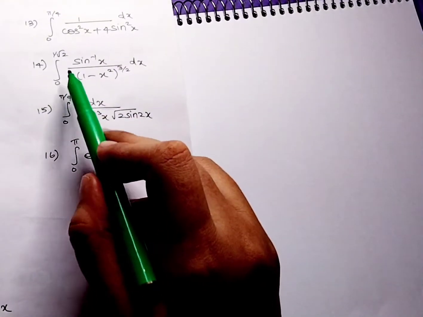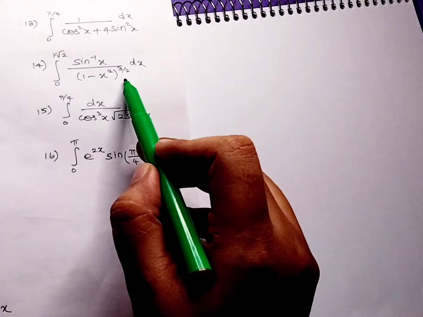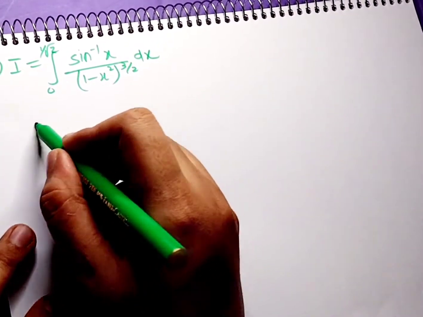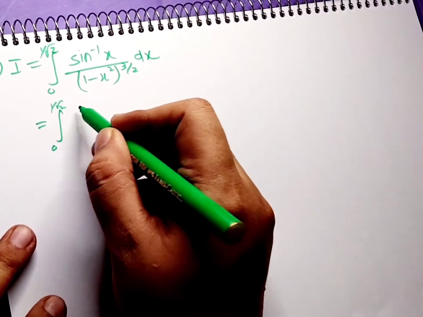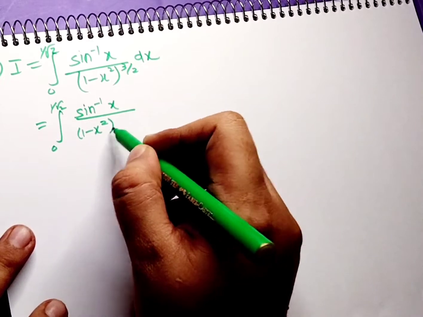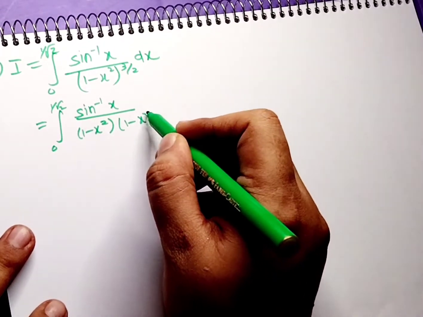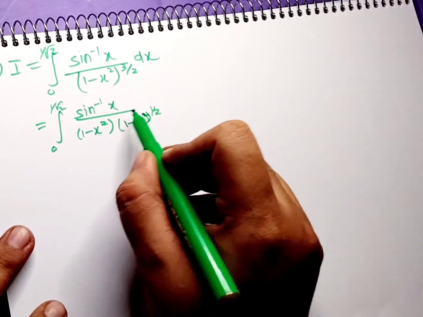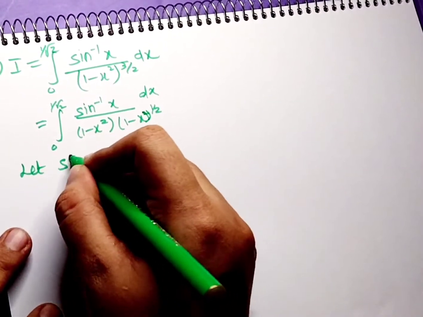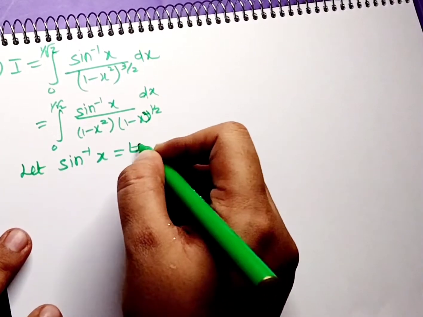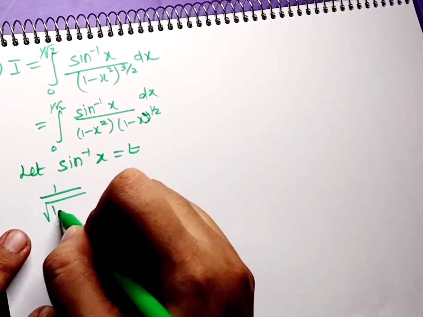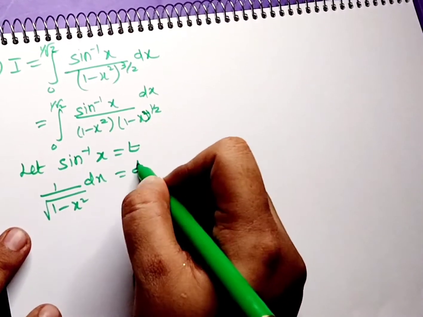Question number 14: integral 0 to 1 by root 2, sin inverse x by 1 minus x square the whole power 3 by 2 dx. So this power 3 by 2, we'll write it as 0 to 1 by root 2, sin inverse x by 1 minus x square into 1 minus x square whole power 1 by 2. So that 1 plus half is 3 by 2, into dx. Let's take sin inverse x as t. When we differentiate with respect to x, we get 1 by root of 1 minus x square dx equal to dt.